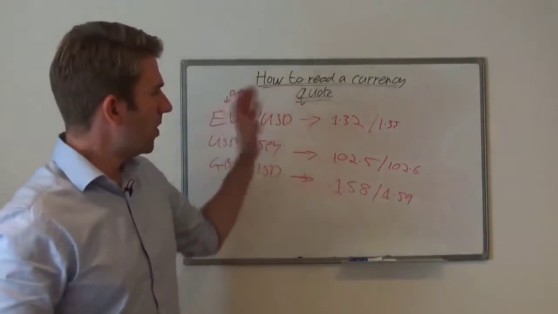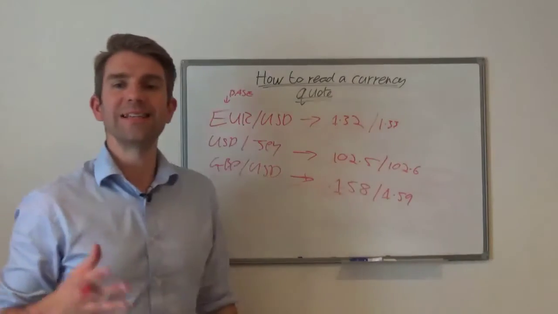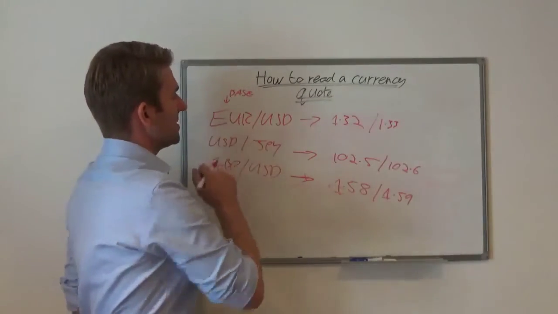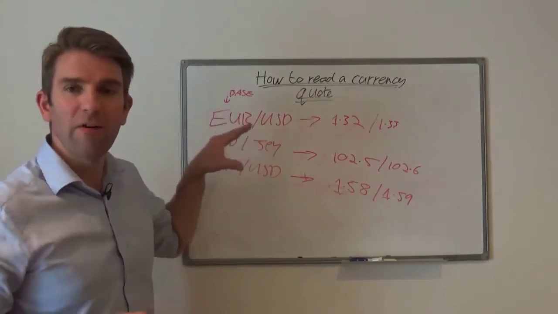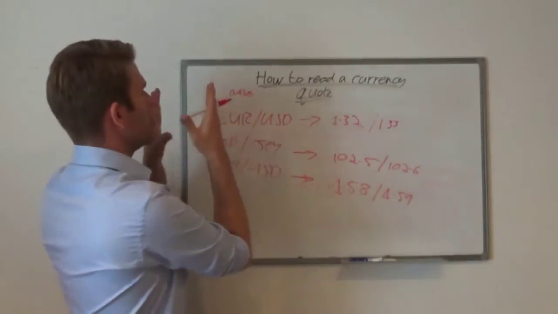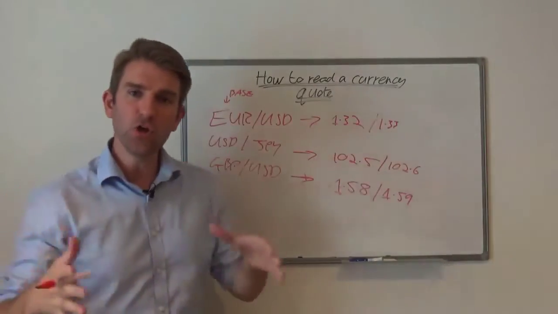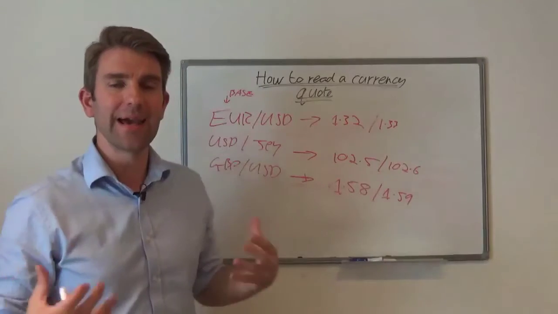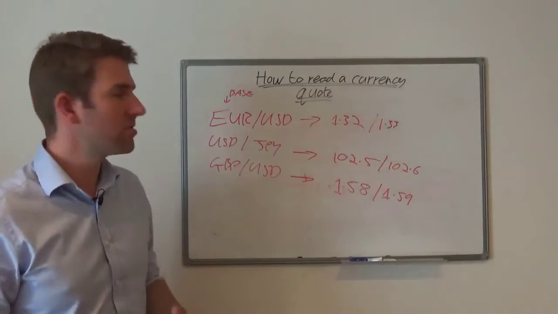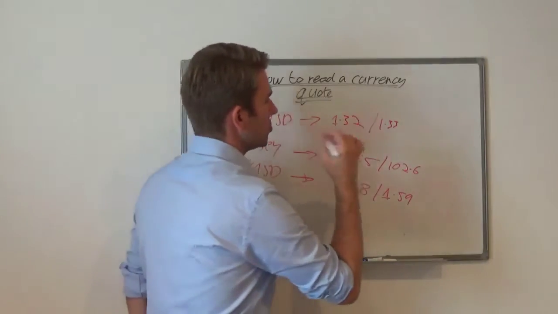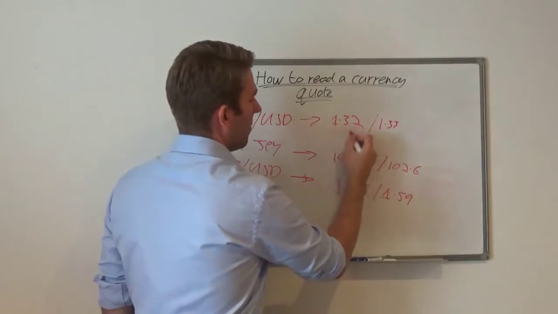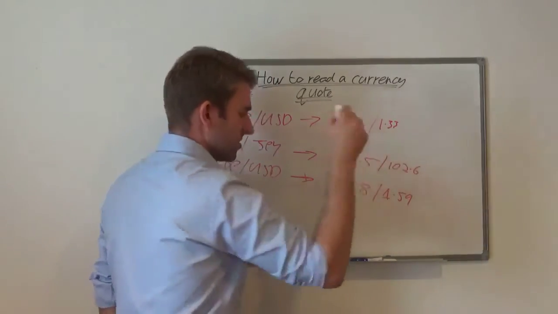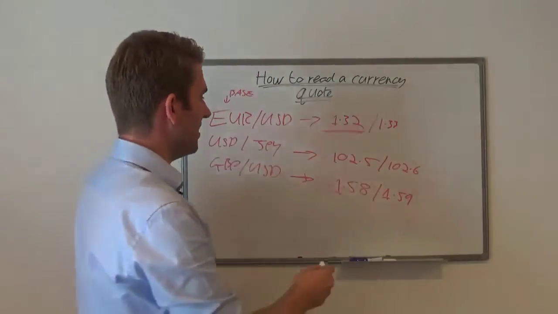So we have a currency quote here, and what is it telling us? It's basically telling us for one of the base currency, for €1, how many US dollars do I get? So if I have €1, how many US dollars do I get? And the answer to that is I get 1.32 US dollars.